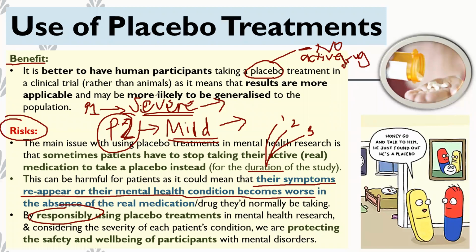Okay, so that's what we mean by the responsible use of placebo treatments, that we consider each individual patient's case before we decide who is going to take the placebo in my study and who is going to form, essentially, the control group of my study. Okay, so we have to look at the actual individual participants there.